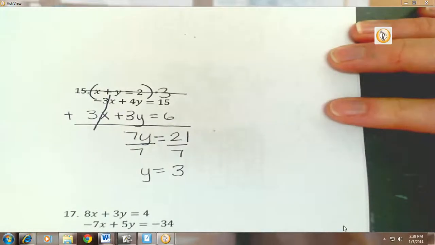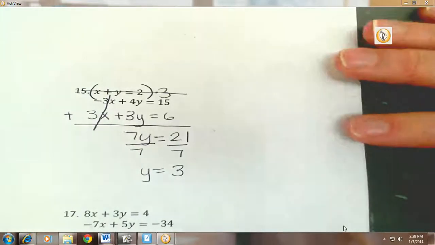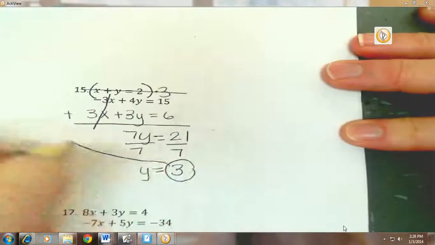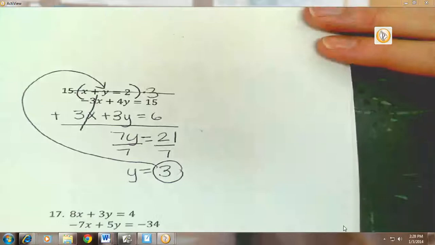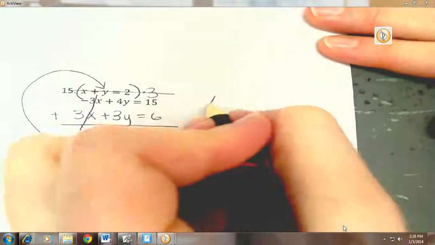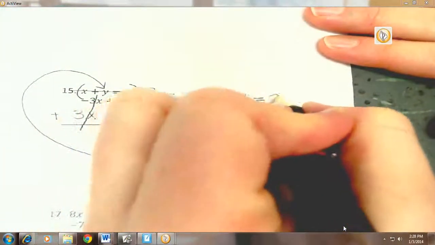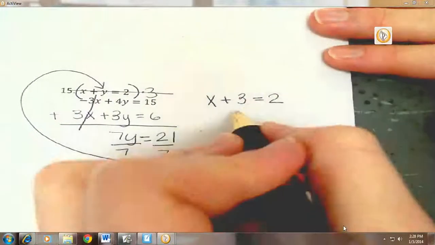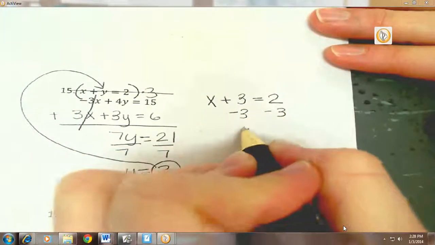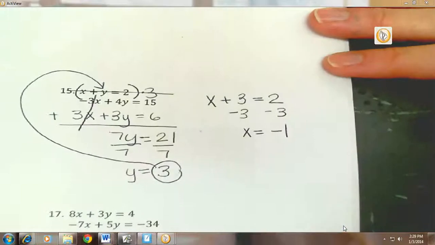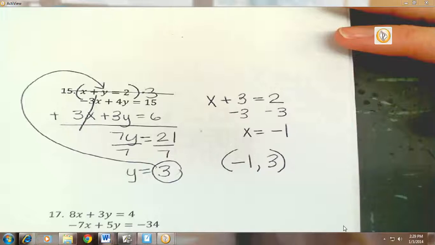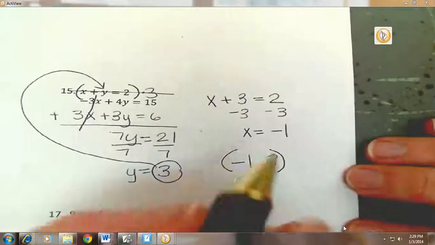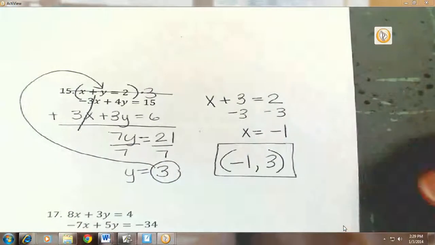Just like we did in substitution, we need to find the x coordinate. To do that, we're going to take 3 and substitute it back in to one of the equations. I'm going to choose the top equation to substitute back into. So I have x plus 3 equals 2. To solve, I can subtract 3 from both sides. x equals negative 1. Our solution is (negative 1, 3). Again, this is elimination where we are eliminating one of the variables to solve the equation.